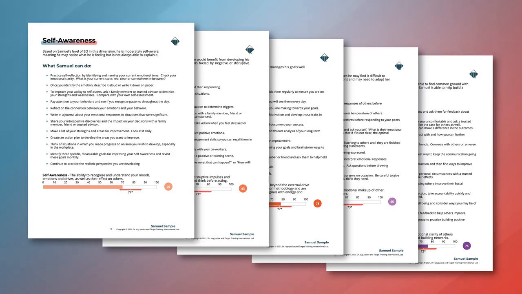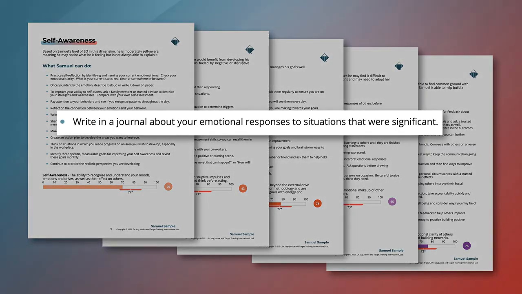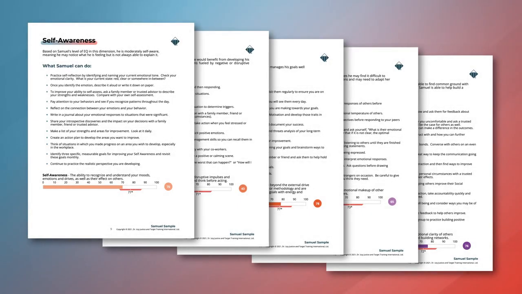For example, since Samuel is moderately self-aware, it is suggested that he write in a journal about his emotional responses to situations that were significant. Suggestions are included for all 5 of the EQ dimensions. It's not mandatory for the recipient to complete all the suggestions, but by choosing 3 suggestions from the dimensions with the lowest scores, you're on the track to overall improvement.